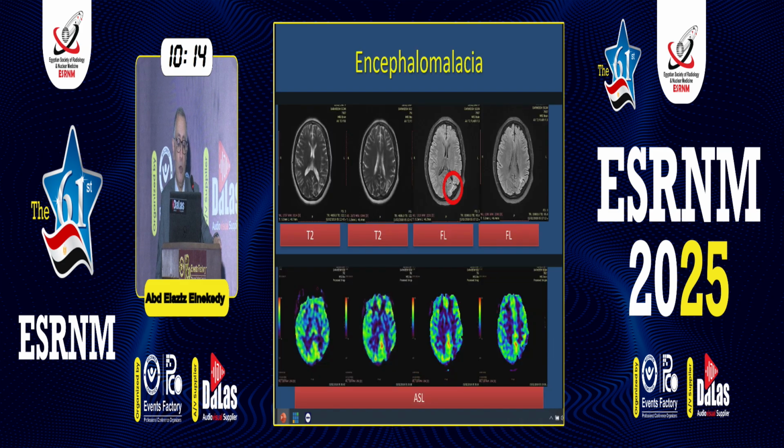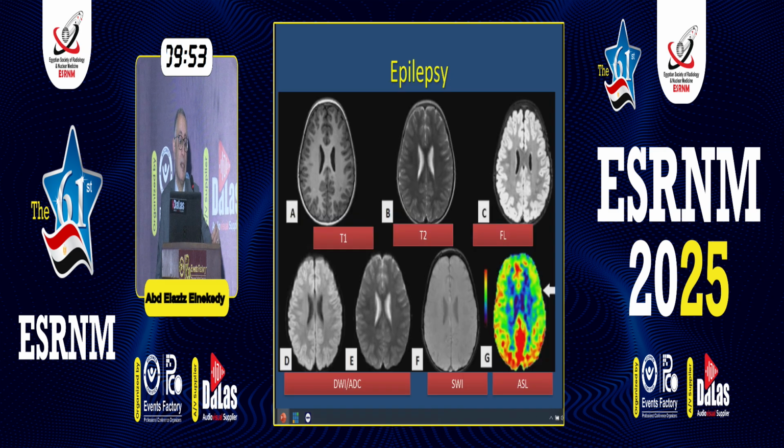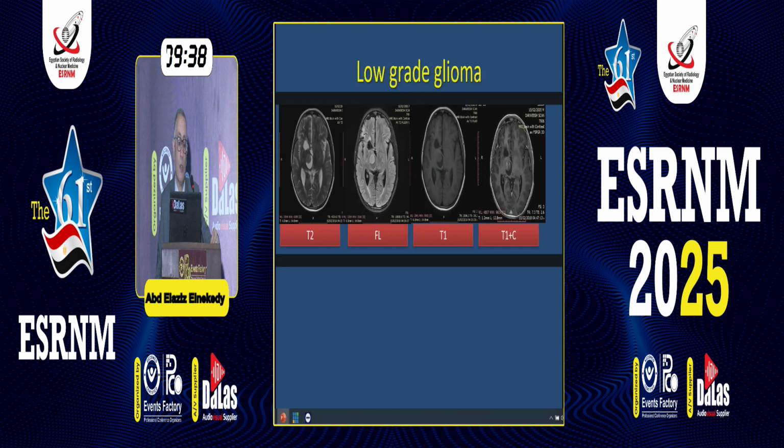This is an area of encephalomalacia with corresponding hypoperfusion on ASL. And as you know, in the interictal phase, the area of epileptic focus is usually hypoperfused, while in the immediate post-ictal phase, it may be hyperperfused. And this is a case of normal-appearing morphological features of the brain in the left frontal region, but the ASL shows hypoperfusion, which points to the area of epileptogenic focus.